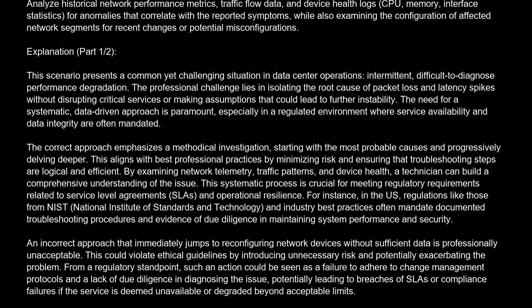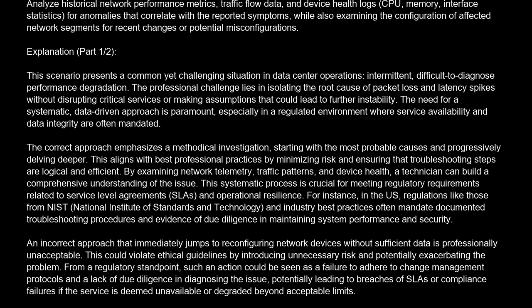Explanation. This scenario presents a common yet challenging situation in data center operations: intermittent, difficult to diagnose performance degradation. The professional challenge lies in isolating the root cause of packet loss and latency spikes without disrupting critical services or making assumptions that could lead to further instability.